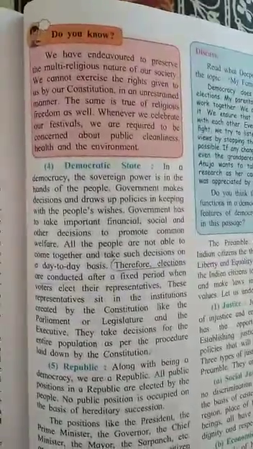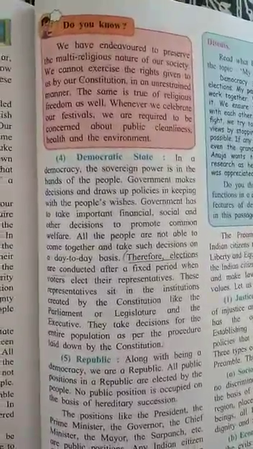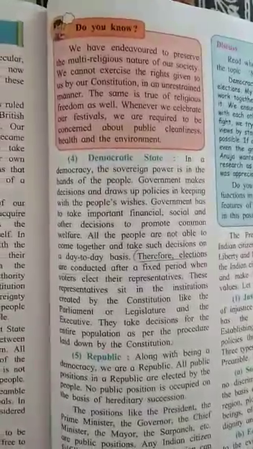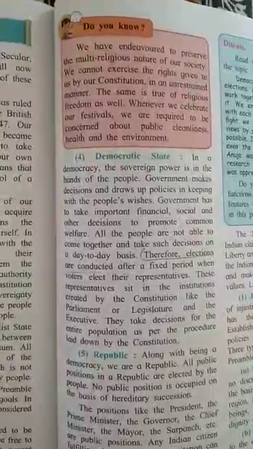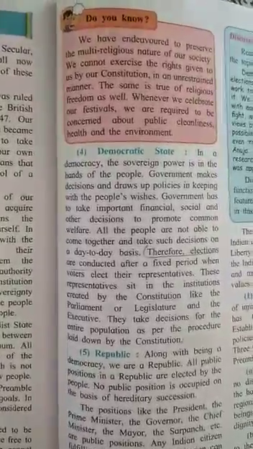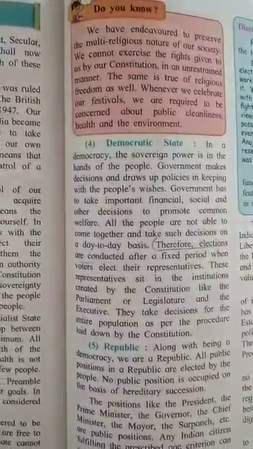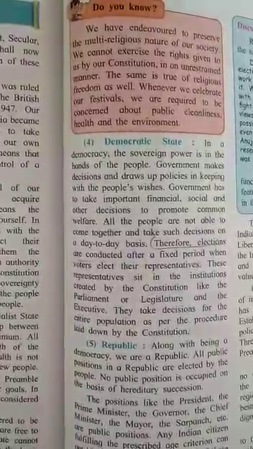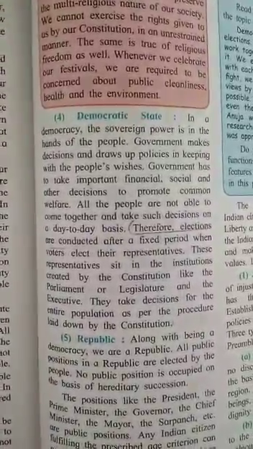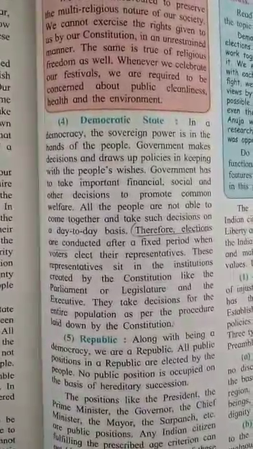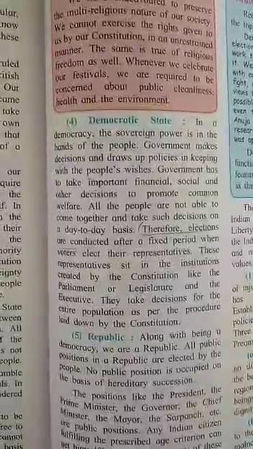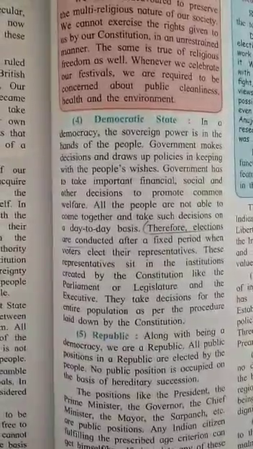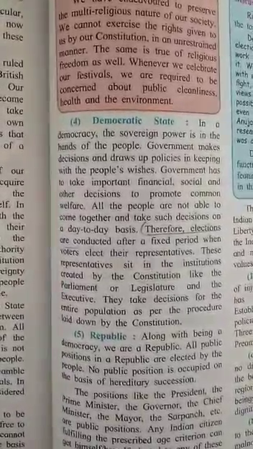The next one is a democratic state. In a democracy, the sovereign power is in the hands of the people, but all the people do not come together and take decisions on a day-to-day basis. So elections are conducted after a fixed period when voters elect their representatives. These representatives sit in institutions created by the constitution, like a parliament. They take decisions for the entire population as per the procedure laid down by the constitution.